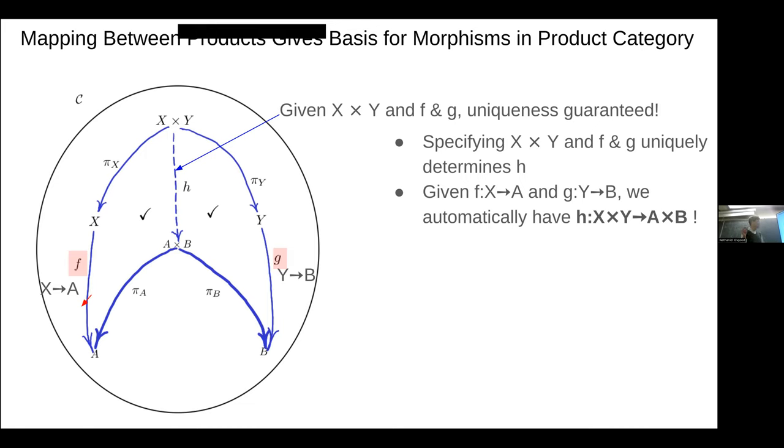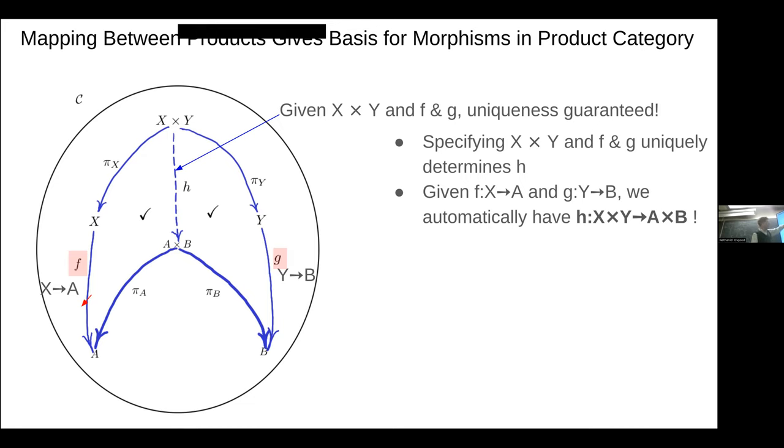Yes. So the universal property of the product says, given A cross B, where we have projections to A and to B, given that, any other what? Object. Any other object with these same projections to A cross B has what? Unique factorization, unique morphism H.